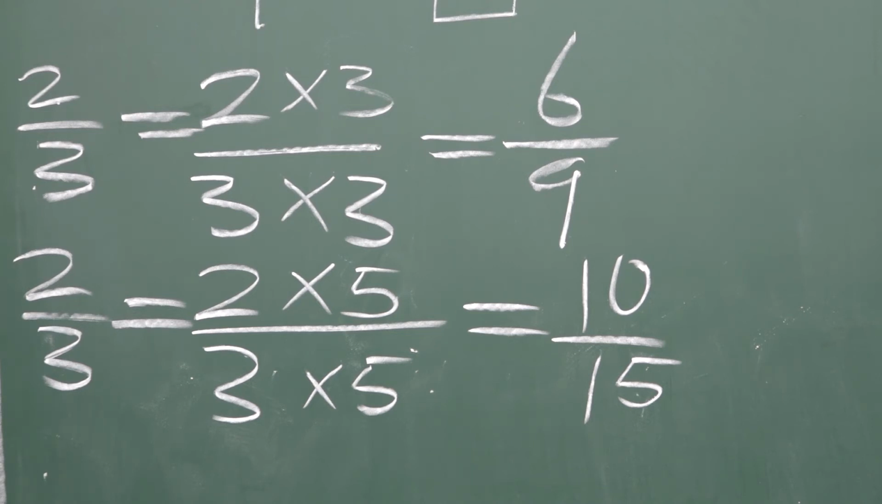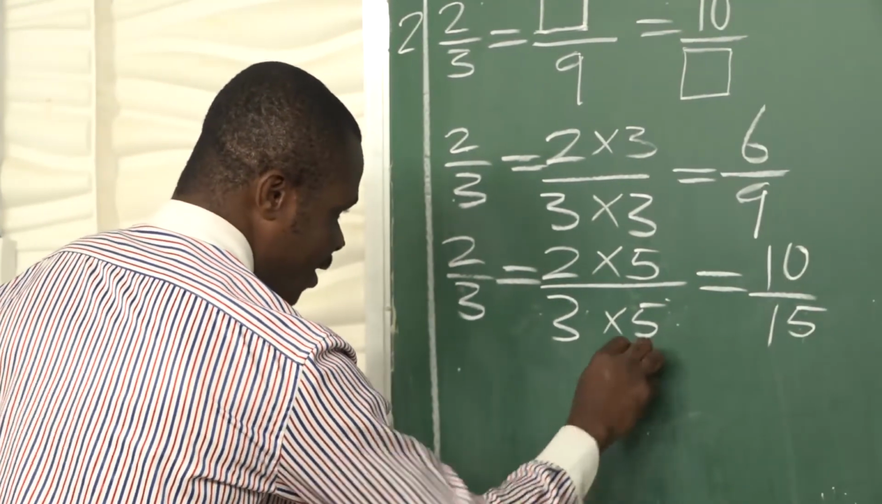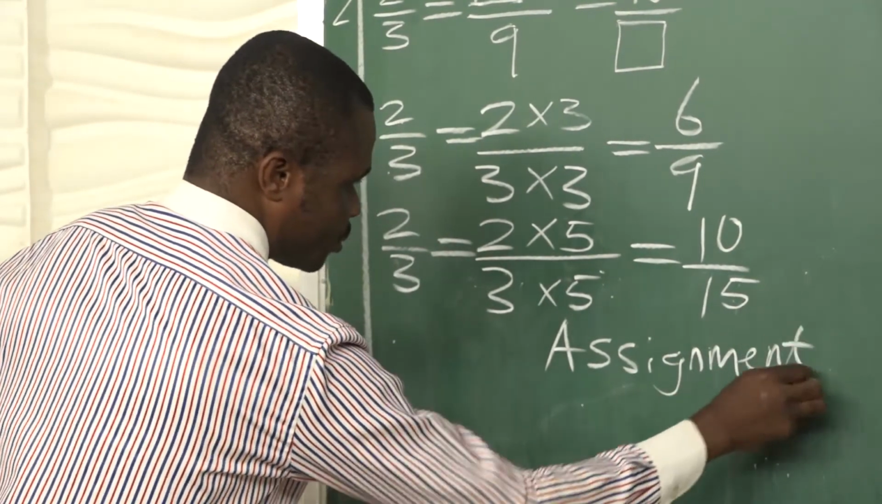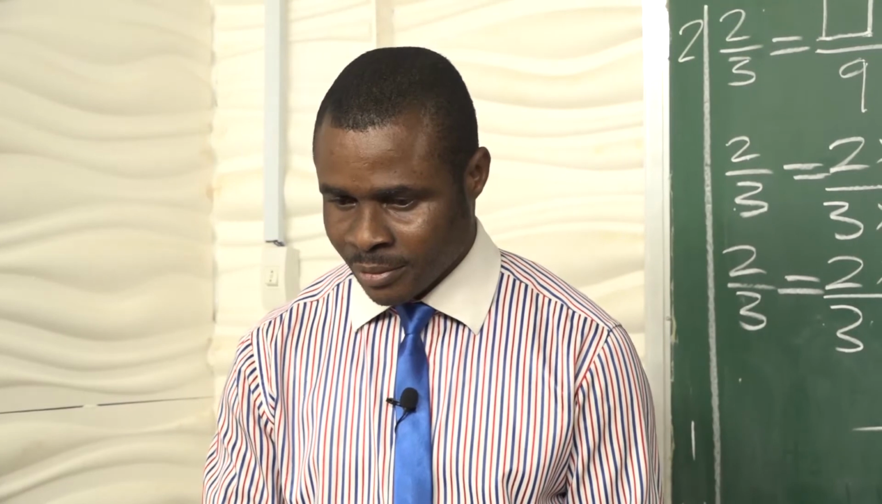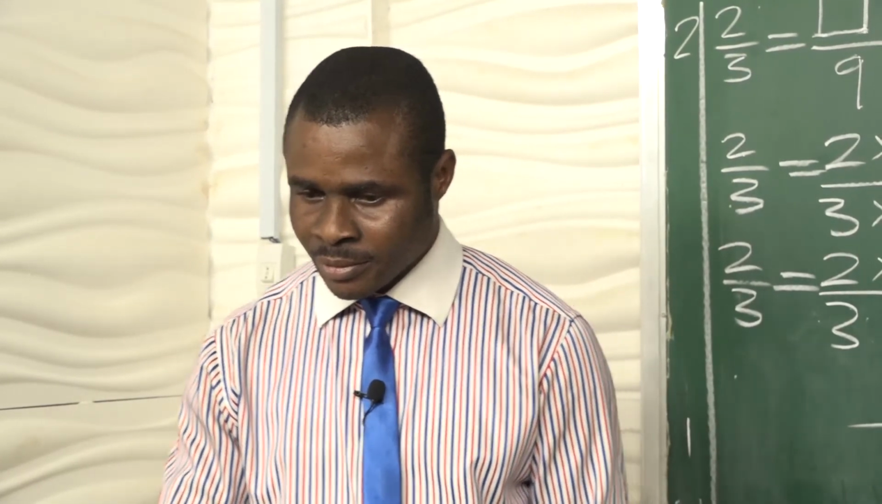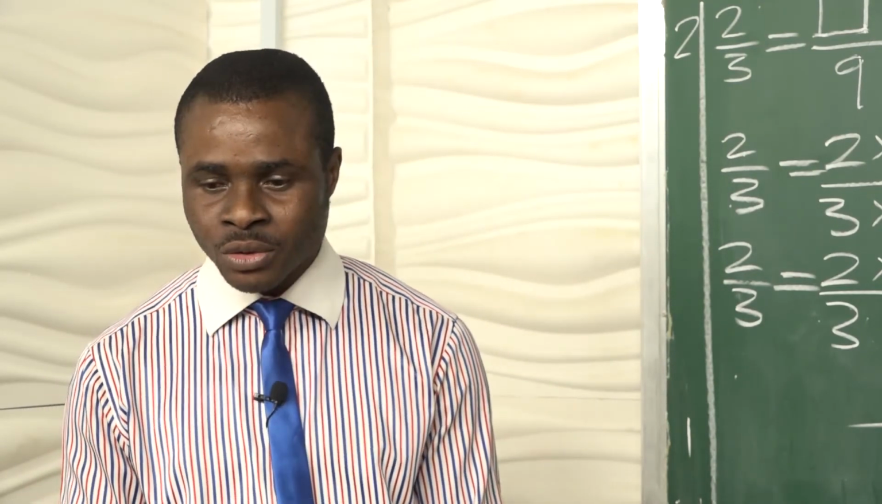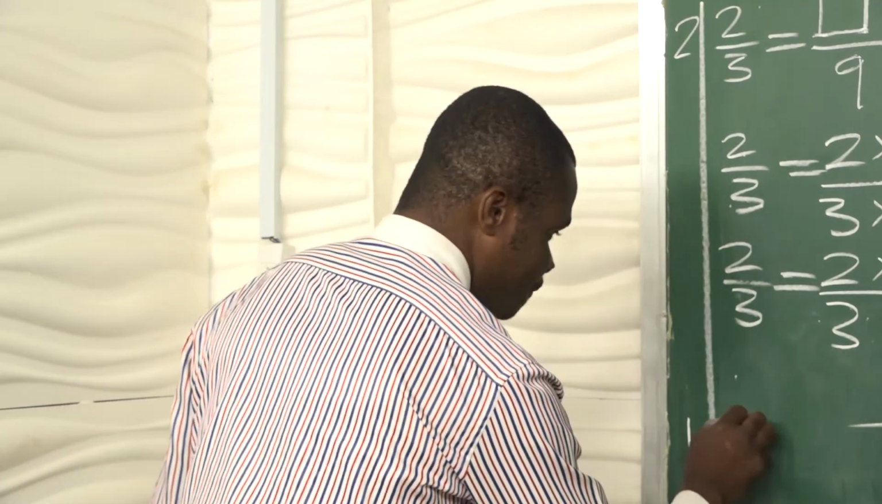Now, since this is my answer, are you having the same thing as your answer in the one you just did? If that is your answer, that means you got it right. But if not, you take the correction. Now, after that, I'll give you an assignment before we call it a day. Number 1, find the first 3 fractions which are equivalent to 2 over 7. The first 3 fractions which are equivalent to 2 over 7.